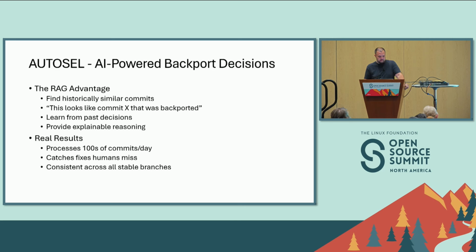This is really pattern matching at scale, right? We have hundreds, thousands of commits. We have tens of thousands of commits that need to be reviewed every release cycle. And this is really AI doing work at scale for us already.